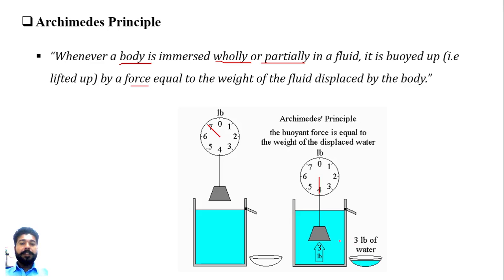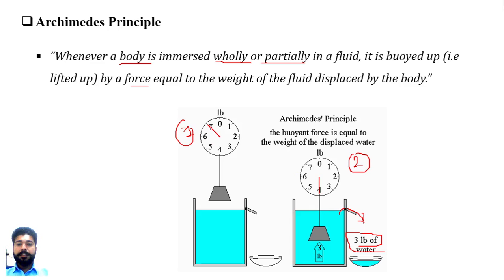In case number 1, we have a dead weight outside of this container. In the second case, when you immerse this dead weight in the container, 3 pounds of water is displaced from the container into this bucket, so that you can see the 3 pound load decreases.